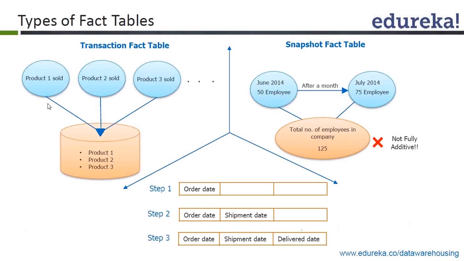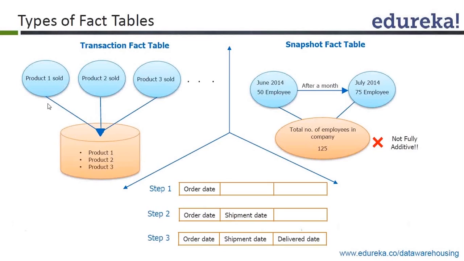The first column gets populated with the order date. In step 2, when your order is shipped, your shipment date is populated in that second column. In the end, in step 3, your delivery date is also populated after your product is delivered. So in this case, the data is being populated in different time spans as and when your process finishes.